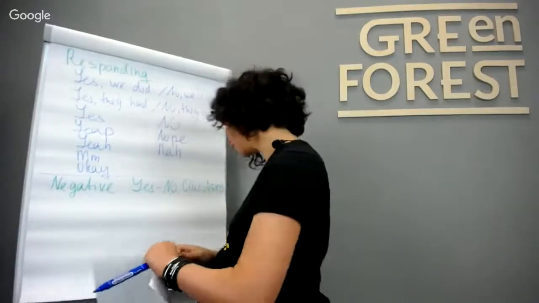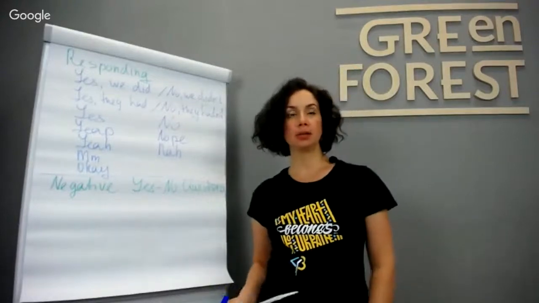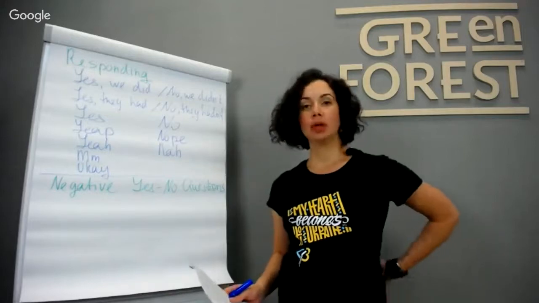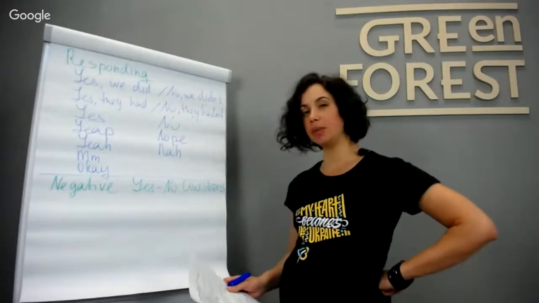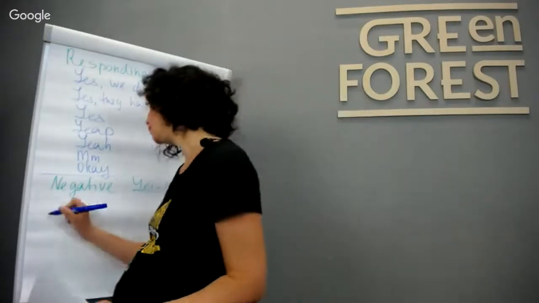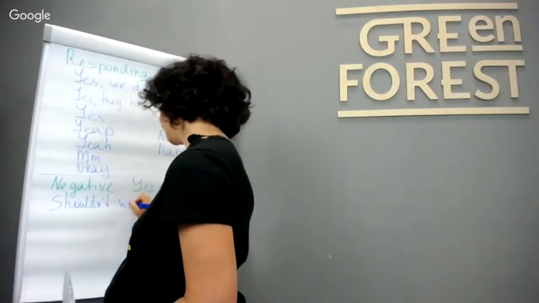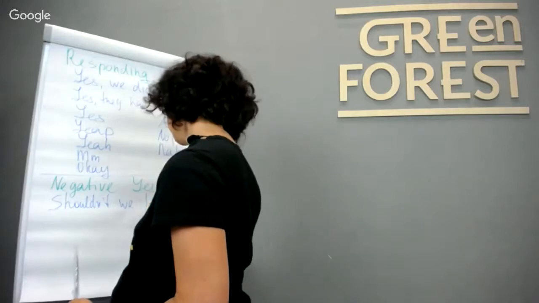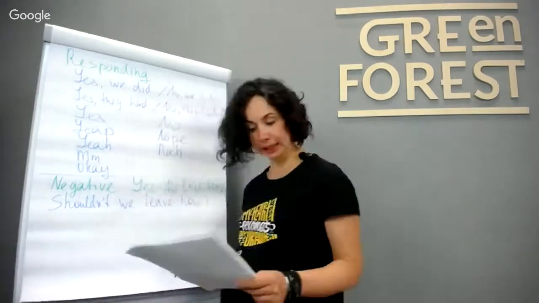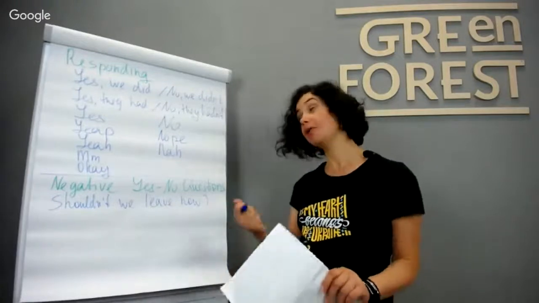Negative yes-no questions. Sometimes we want to create negative yes-no questions when we want to check or confirm the information. It's like we already know the answer, but we just want to make sure that we are right. For example, shouldn't we leave now? It's like, yes, of course we should leave now, but you ask the person, shouldn't we leave now? And the person says, yeah, for sure.